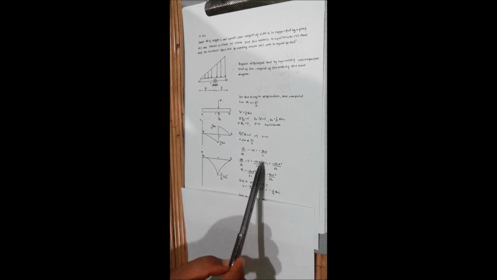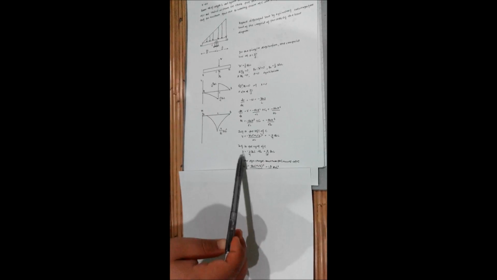dV/dx equals negative w, which equals negative w0 x over L. Continue by dM/dx equals V, equal to negative w0 x squared over 2L plus C1. We got this answer. Continue the calculation, and we got negative w0 x cubed over 6L.